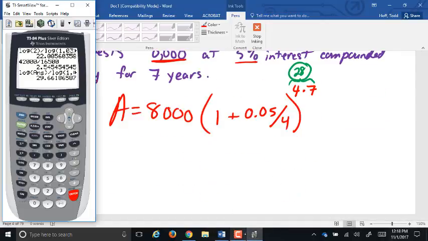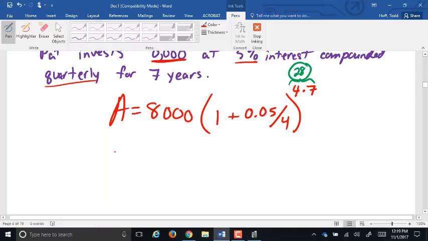So to punch this in our calculator, 8,000 times parentheses, 1 plus 0.05 divided by 4 to the power of, I'm going to cheat, just type in 28, we get that balance.